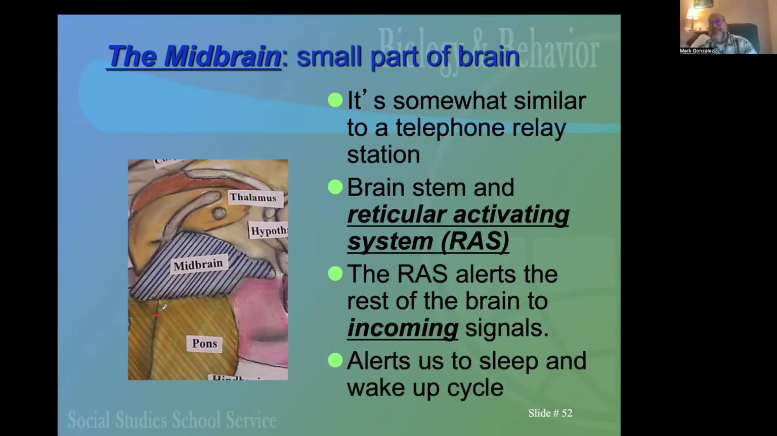See, God is an intelligent God, an intelligent being who's created something out of his own intelligence, the human brain. You can definitely see intelligent design in that, including the ability of that midbrain or RAS to alert us to sleep and wake cycles.